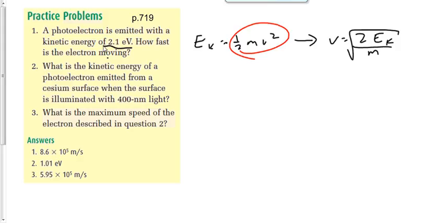You know what you do? You do multiply, but I would prefer, to be honest, to do that ratio thing. 1 electron volt over 1.6 times 10 to the minus 19 joules equals 2.1 electron volts over x joules. And then we just cross multiply. And when you cross multiply, turns out, yeah, you multiply them, right?